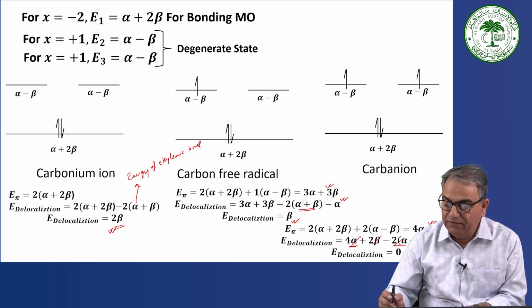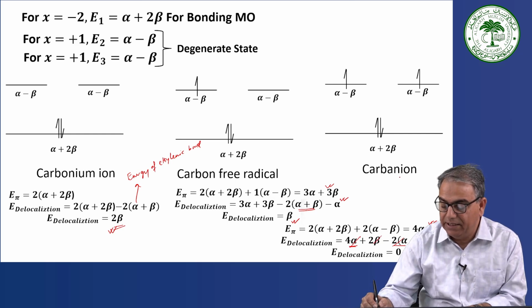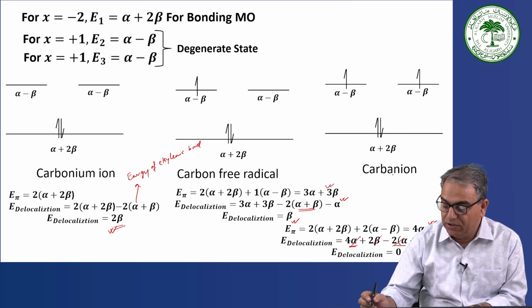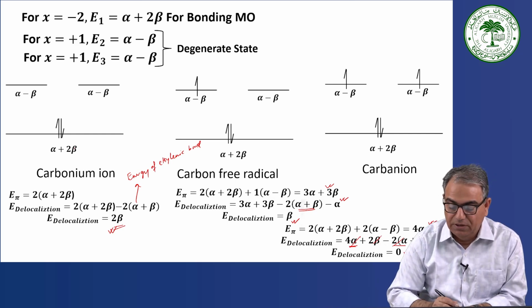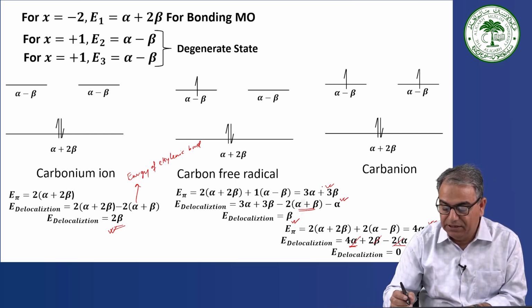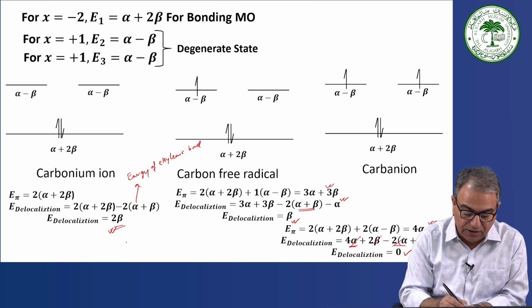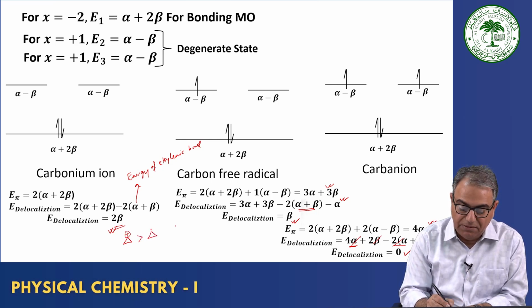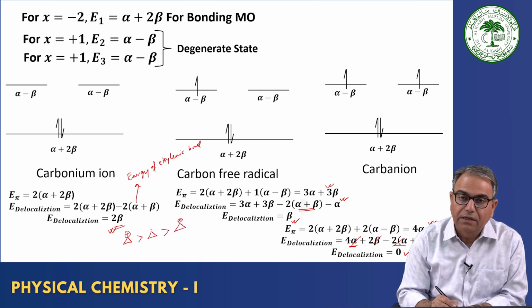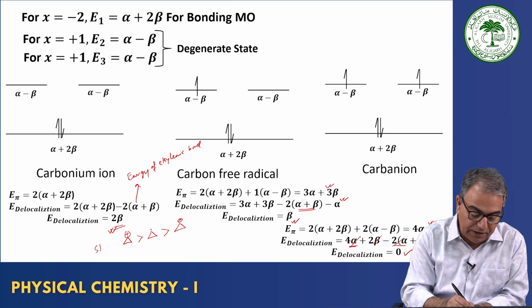So altogether, what you have is zero stabilization in the carbanion, and if you compare, which is most stable? The carbonium ion is most stable, and then comes the stabilization of the carbon free radical. So the cyclopropenyl carbonium ion is more stable than the cyclopropenyl carbon free radical, and that is more stable than the carbanion. This is the stability order.